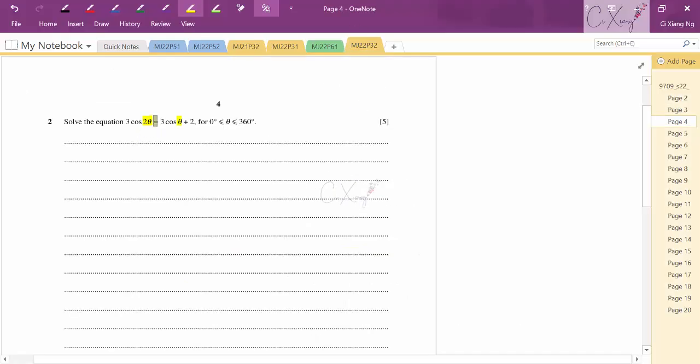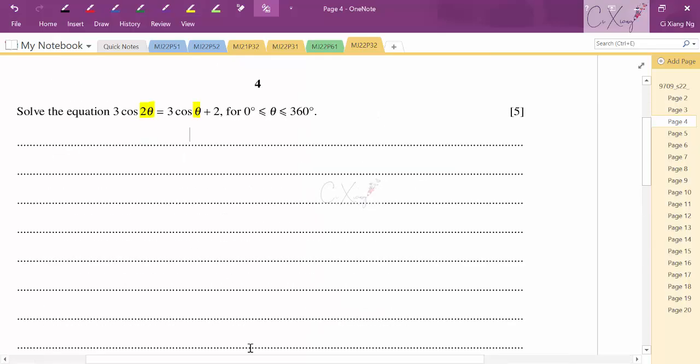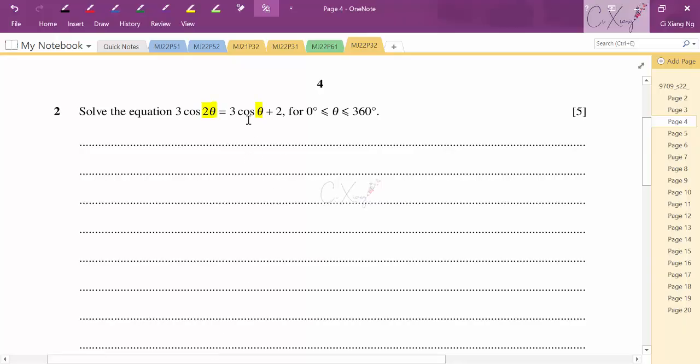Okay, so why do I need to choose 2 cos squared A minus 1 as an option for this question? It is because we also have cos theta in the question. So I would like to change all, or most, of the terms in this equation into cos theta. All right, so let's start the solution.